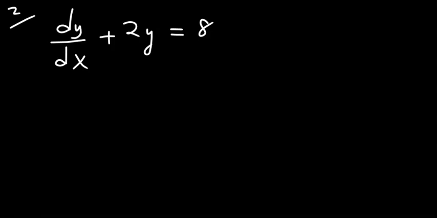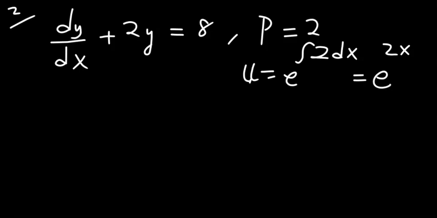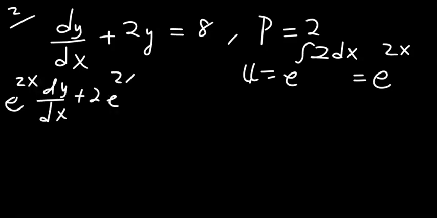Problem 2. In this case, your p is 2. So your integrating factor u is e to the power integral p dx, or 2 dx, which is just e to the power 2x. Multiplying this equation by u, you get e to the power 2x dy/dx plus 2 e to the power 2x y equals 8 times e to the power 2x.